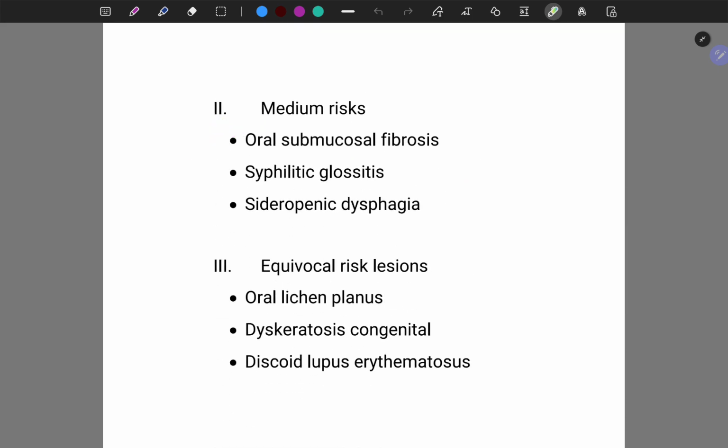Medium risk: oral submucous fibrosis, syphilitic glossitis, sideropenic dysphagia, which is your Plummer-Vinson syndrome, where you will be having esophageal web, dysphagia, iron deficiency anemia. Equivocal risk: oral lichen planus, dyskeratosis congenita, discoid lupus erythematosus.